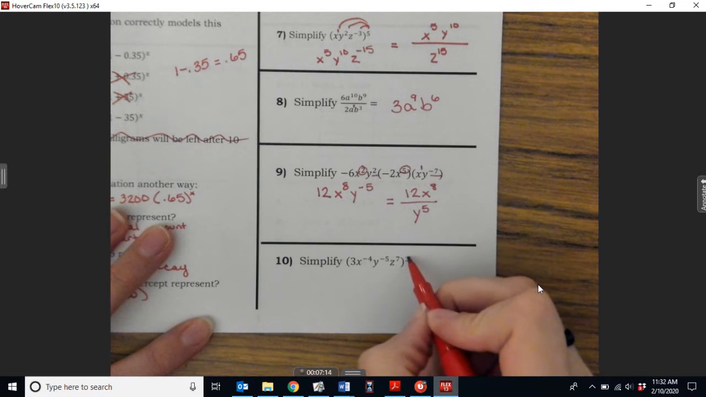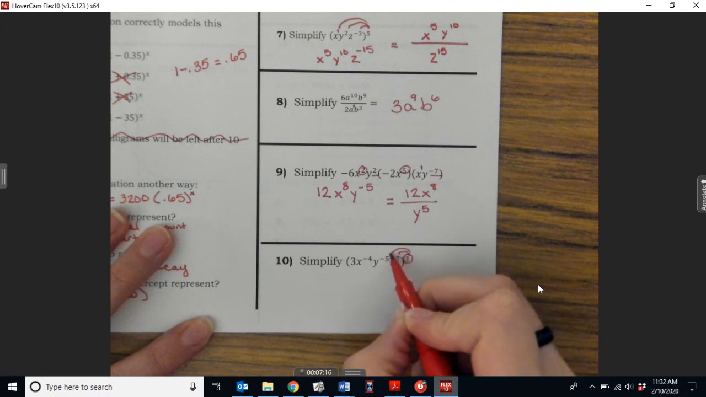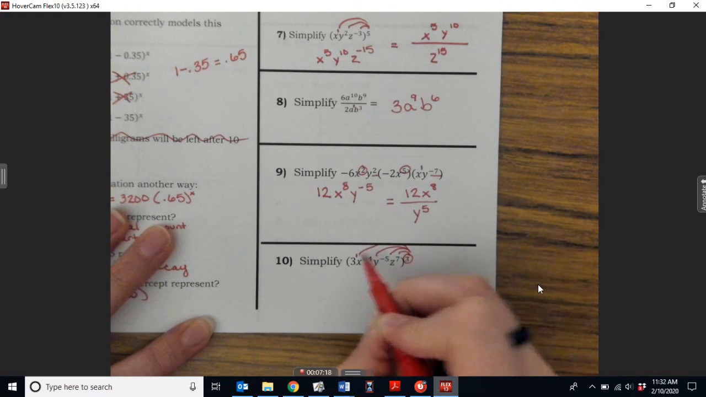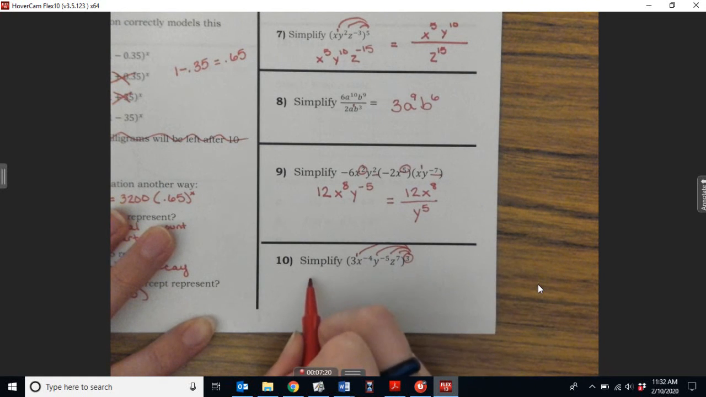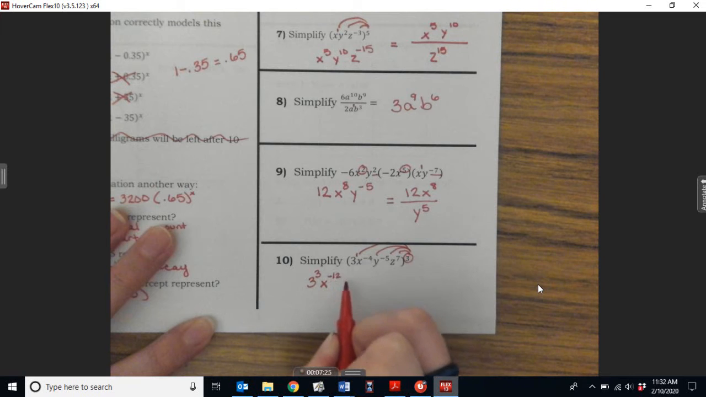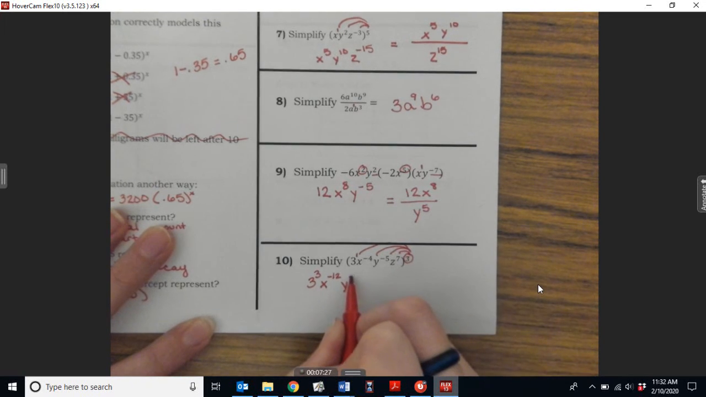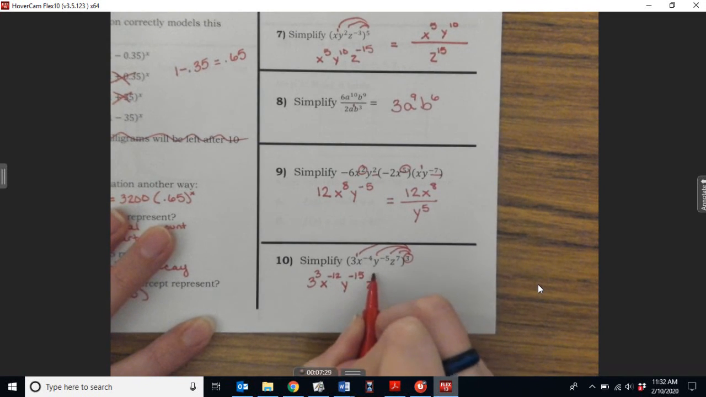And then the last one is, again, reminding you to multiply exponents. There's an invisible 1 on that 3. So I have 3 to the 3rd power, x to the negative 12, y to the negative 15, and z to the 21.